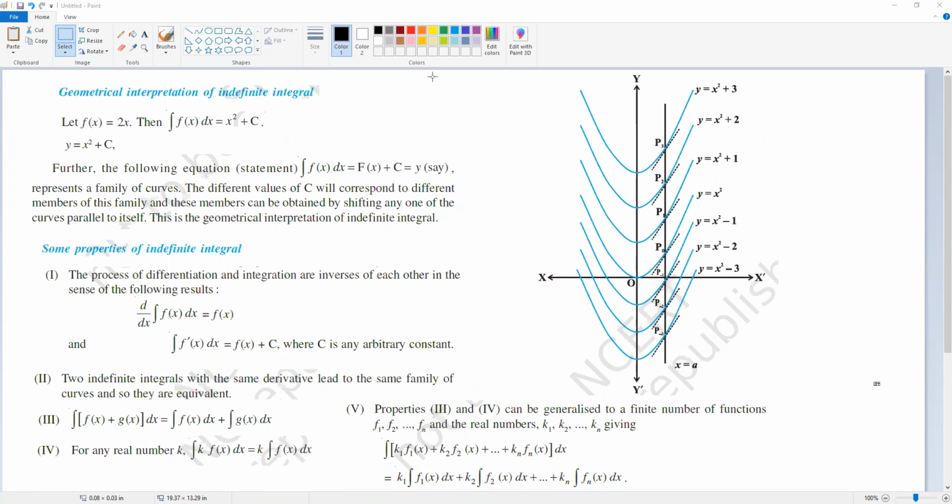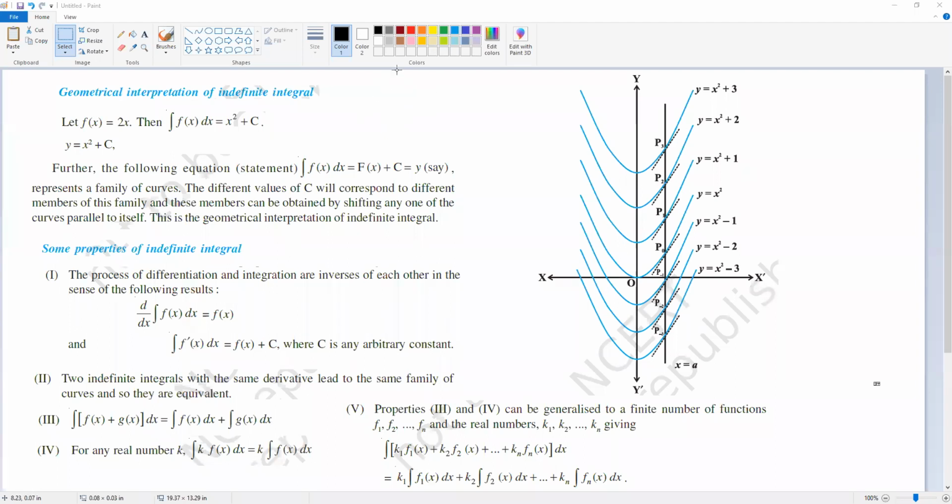Now, we have seen that the derivative is always unique, like the derivative, meaning the slope of the tangent. So the derivative at a point means there will be a tangent at that particular point, and the slope of that tangent will be unique. But the integral is not unique. There are an infinite number of values. There is a constant of integration.